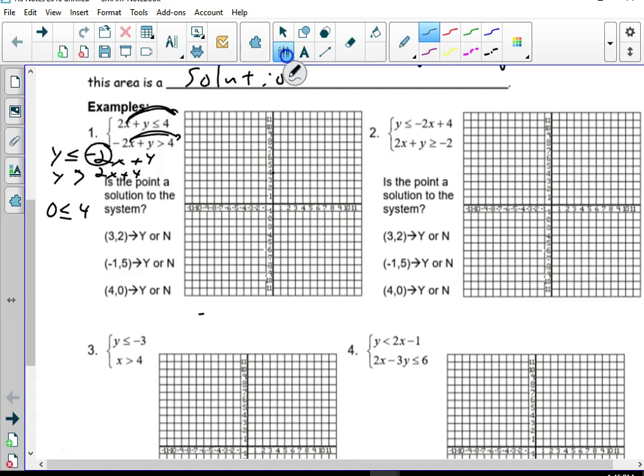So back up at 4, I'm going to go down 2, right 1, down 2, right 1, and so forth. Up 2, left 1, up 2, left 1. Okay, so my line is going to look like this. Now, the testing is still true. So 0 is less than 4. So when I shade this, I'm going to shade this way.